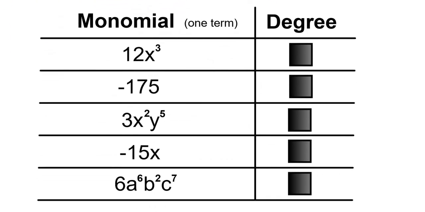Find the degree of each monomial. For 12x to the 3, there is only one variable and therefore one exponent, and that exponent is 3, so the degree is 3.